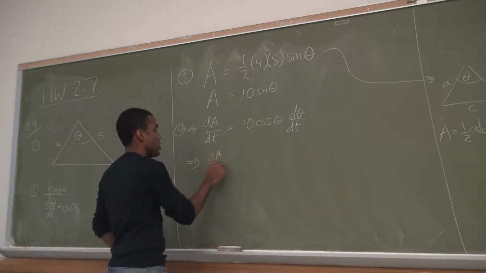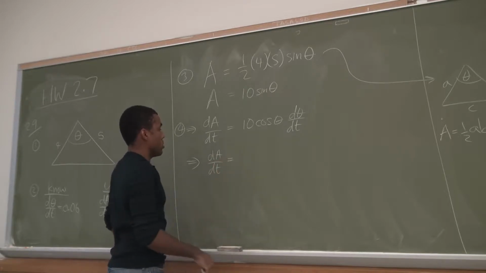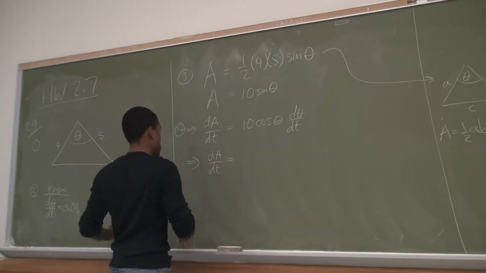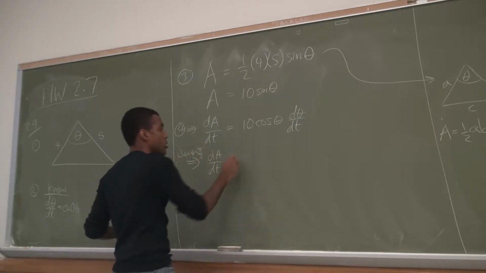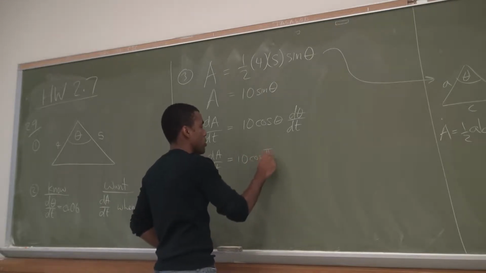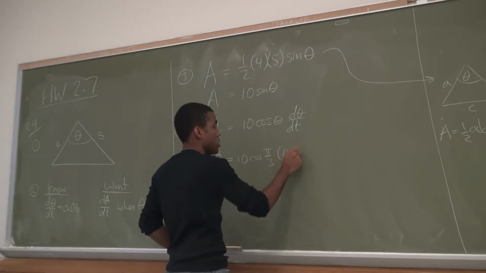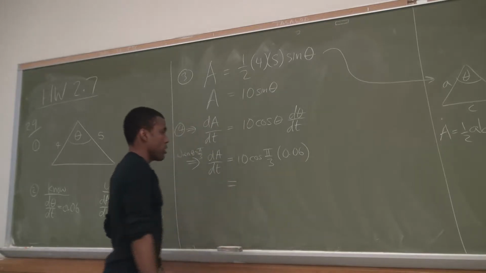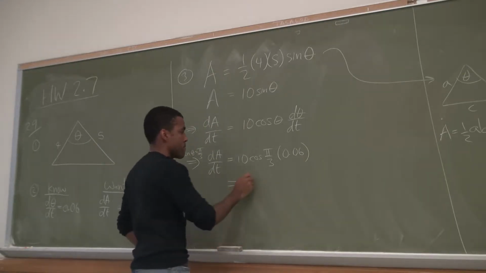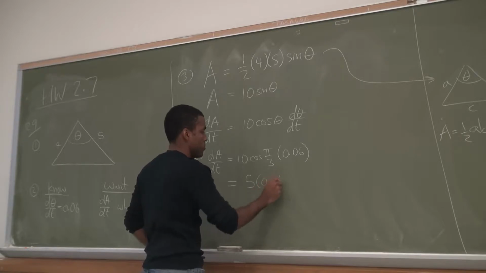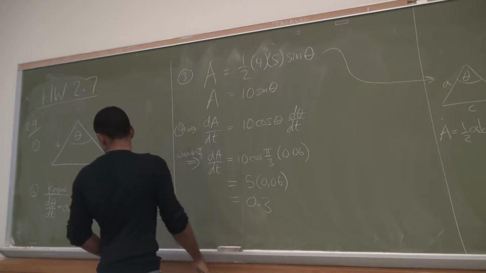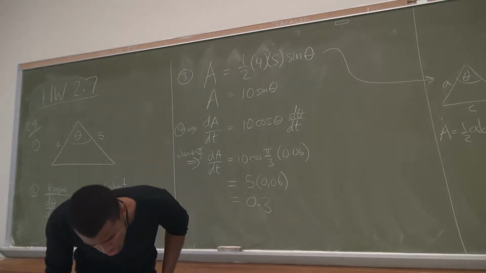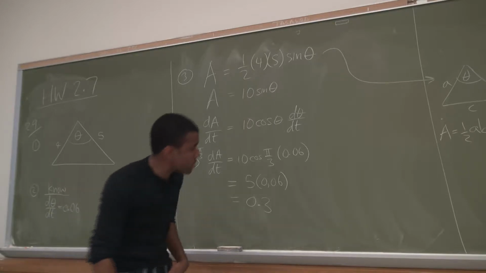So when theta equals pi over 3, dA/dt equals 10 cosine pi over 3 times 0.06. Cosine pi over 3 is? Right, that's a half. So that's 0.3. I don't particularly care about the units, but you can write the units if you want, which here would be meters.